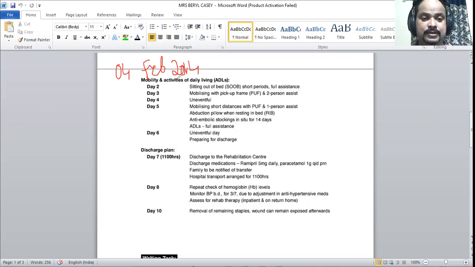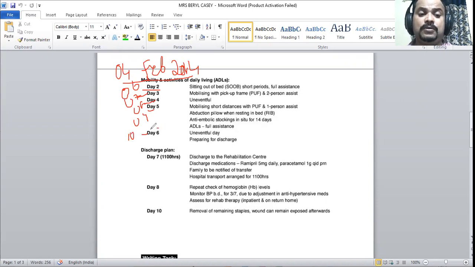I think the year is correct. Yes, it is 24, and I think so. So day 1, day 2. So day 2 means it is 6 February 37. 5 means age. Okay, 2, 3, 4. 5 means it is 9, and day 6 is 10 February.